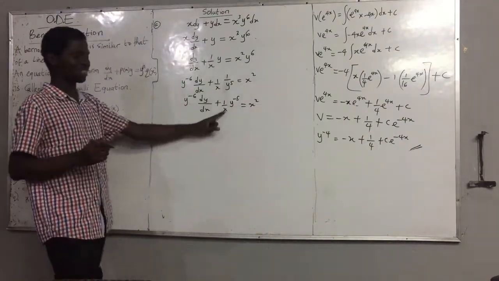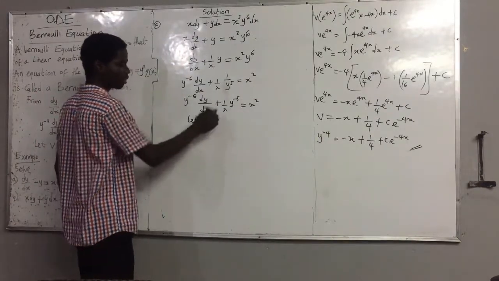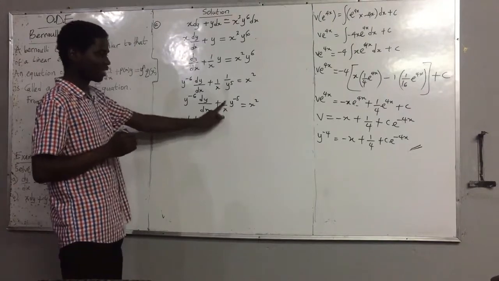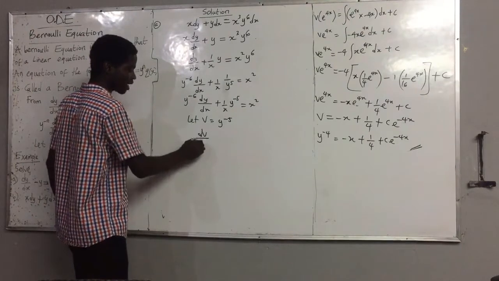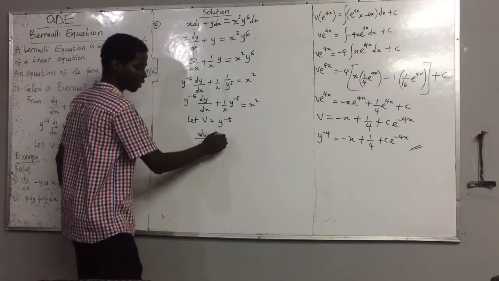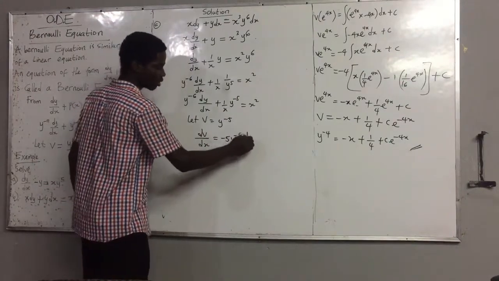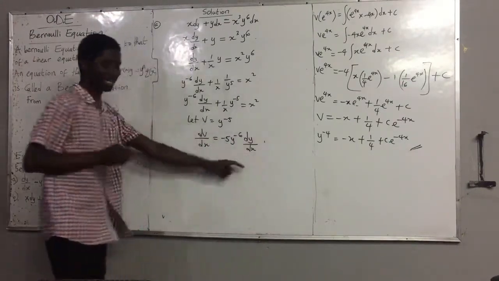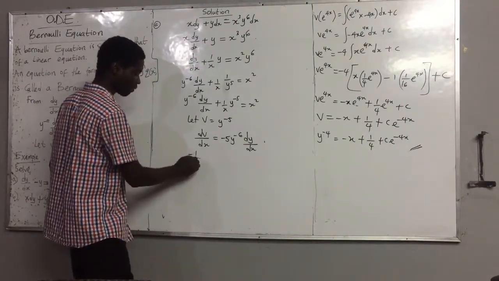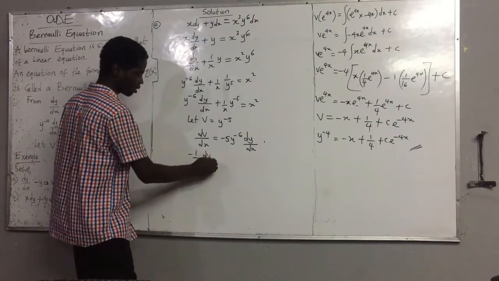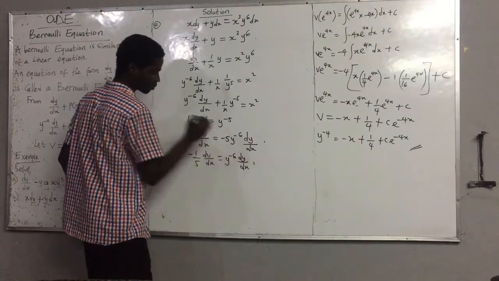Don't forget your p of s is this 1 over s, your q of s is s squared. So again, let v be equal to what is beside your p of s, y raised to power minus 5. Differentiate. dv/ds is equal to minus 5 y raised to power minus 6 dy/ds. Do you understand? That is what you have. So divide both sides by minus 5. So this is minus 1 over 5 dv/ds is equal to y raised to power minus 6 dy/ds.